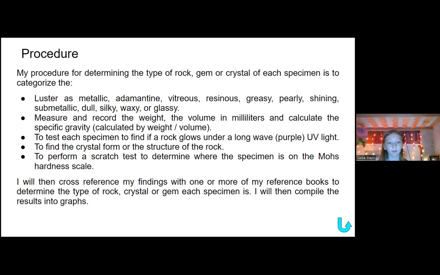To test each specimen to find if the rock glows under a long wave purple UV light, to find the crystal form or the structure of the rock, and to perform a scratch test to determine where the specimen is on the Mohs hardness scale. I would then cross-reference my findings with 1 or more of my reference books to determine the type of rock, crystal, or gem each specimen is. I would then compile the results into graphs.